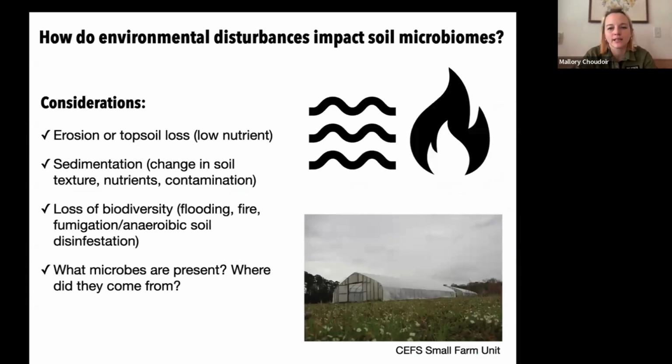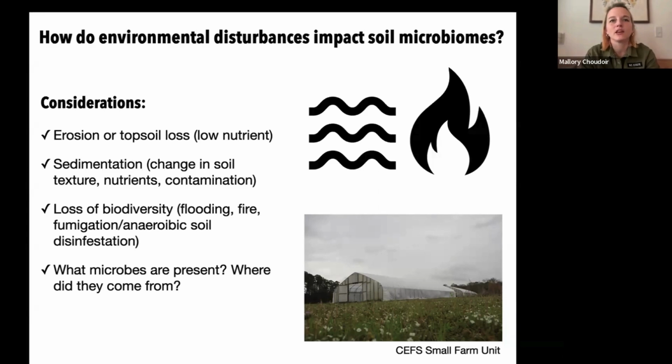So a few things to consider when we're talking about environmental disturbance, right? Different disturbances will have different impacts on the microbiome structure, composition, and function. So important things to consider in the event of flooding or fire, or even fumigation or anaerobic soil disinfestation, right? All of these impacts are altering soil microbiomes. So are we looking at massive soil erosion or topsoil loss, which might result in low nutrients? Are we talking about sedimentation, which could be a massive change in soil texture, nutrients, potentially contamination, a loss of biodiversity, right, through flooding, fire, or again, sort of imposed fumigation strategies.